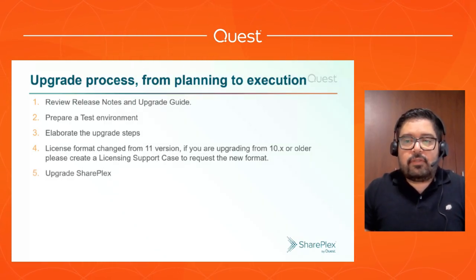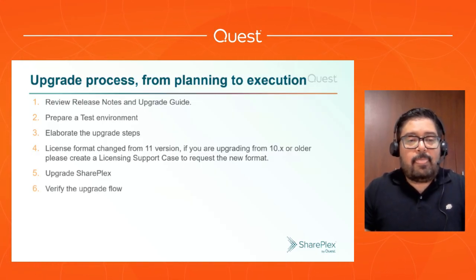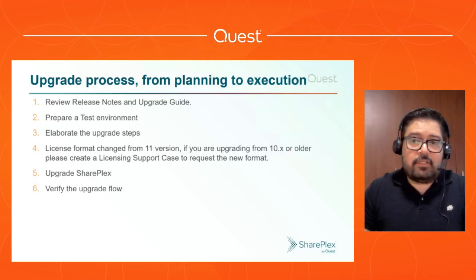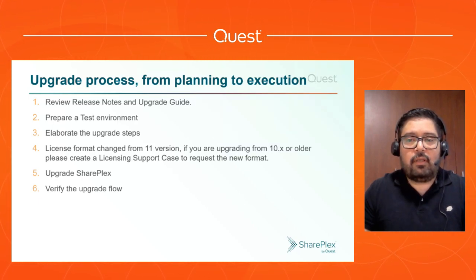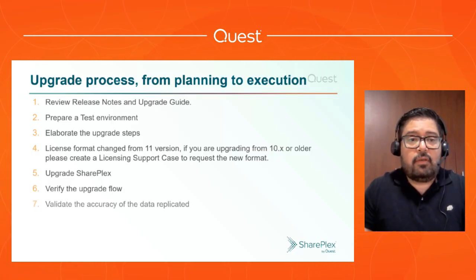Okay, now let's talk about the upgrade. Once you have decided the upgrade method, you can proceed to upgrade the SharePlex. Then once the SharePlex is upgraded, please check the upgrade flow. Do a health check of the processes, current state, processing rate, look for the logs, and of course the data. Okay, validate the accuracy of the data replicated. That way you will identify any unexpected behavior before deploying on production.